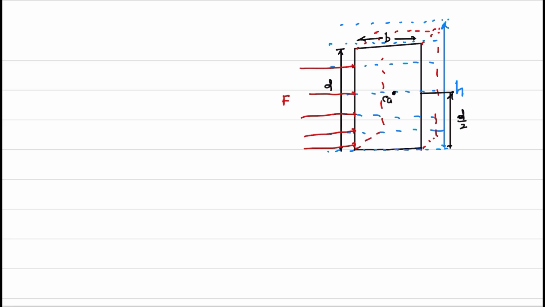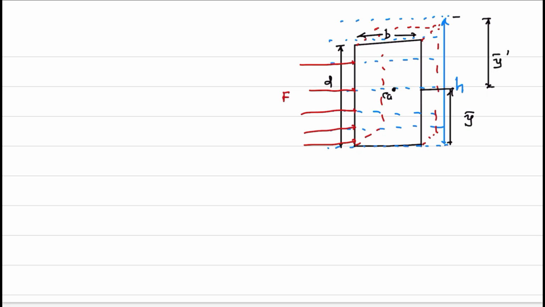Instead of D by 2, we will write the center of gravity height from the bottom as y bar. Rather, here let us say the center of gravity height from the top of the water surface. From the bottom it is y bar, and from the top of the water surface, the center of gravity height is, let us say, y bar dash.